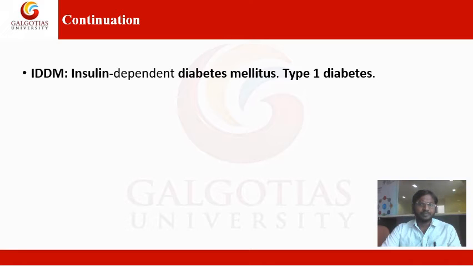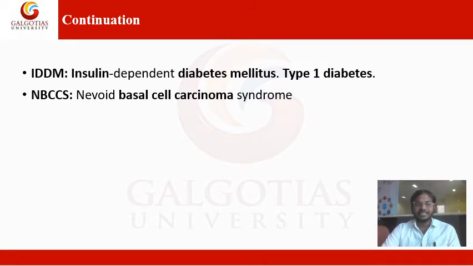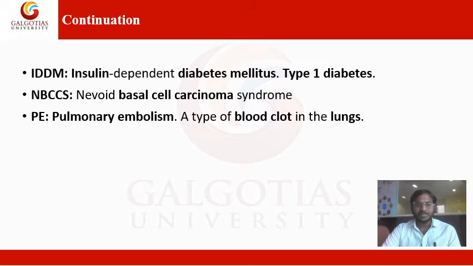And the continuation, IDDM, insulin dependent diabetes mellitus, type 1 diabetes. NBCCS, nevoid basal cell carcinoma syndrome, a cancer related to basal cells, a type of epithelial cell. PE, pulmonary embolism. This is a type of blood clot in the lungs. Inside the lungs, where the alveoli are, there is some abnormality caused by a blood clot. That is called pulmonary embolism.